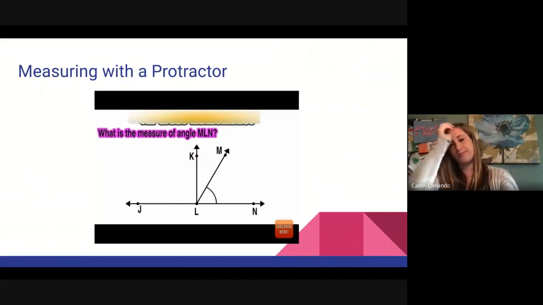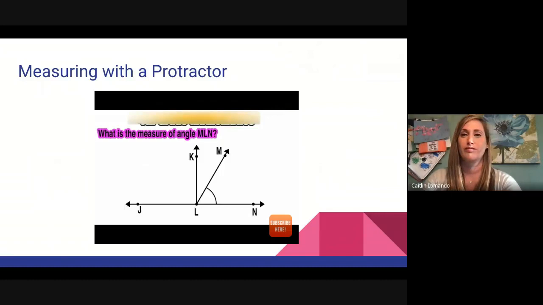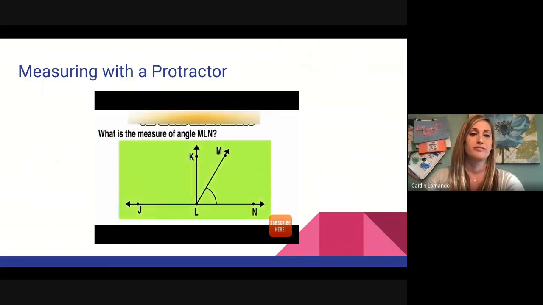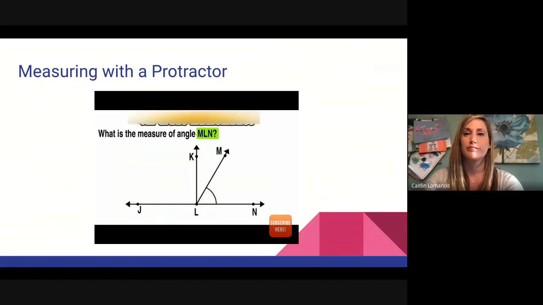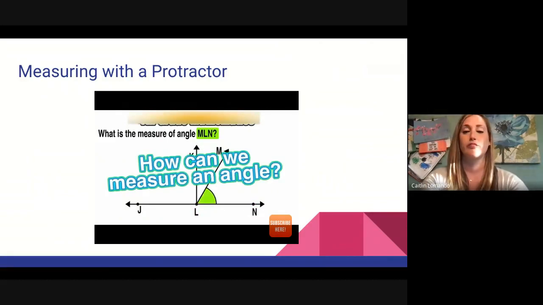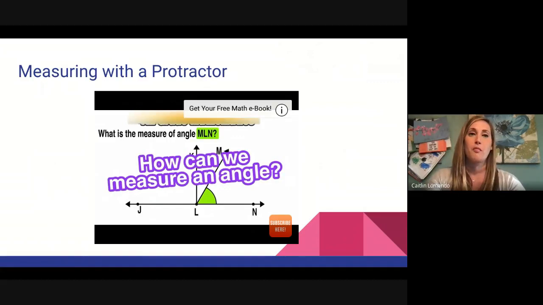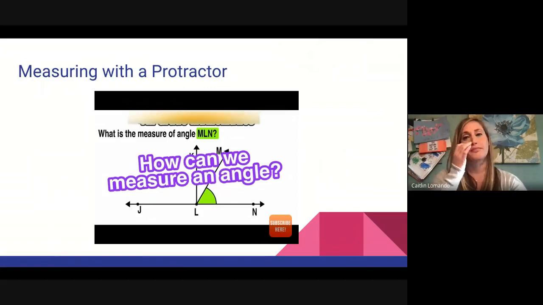Thank you again for joining me on this problem where we are going to get a little bit more practice and experience with measuring angles using a protractor. Cool. So here we want to know what is the measure of angle MLN. So the first thing that we want to do is identify that specific angle on the diagram. So we see angle MLN is formed by the points M, L, and N, with the vertex at point L. So without any numbers or angle measurements given to us on the diagram, we need to ask the question, how can we measure an angle?